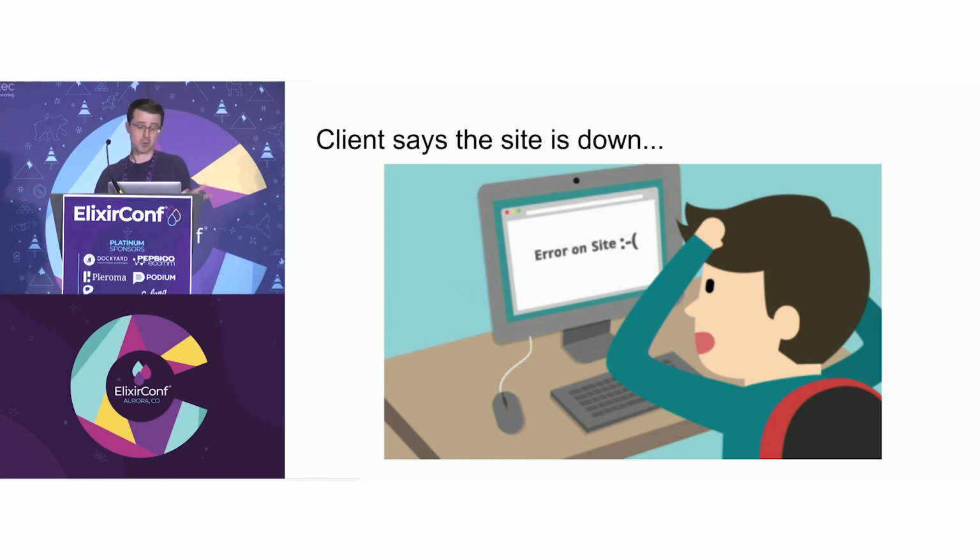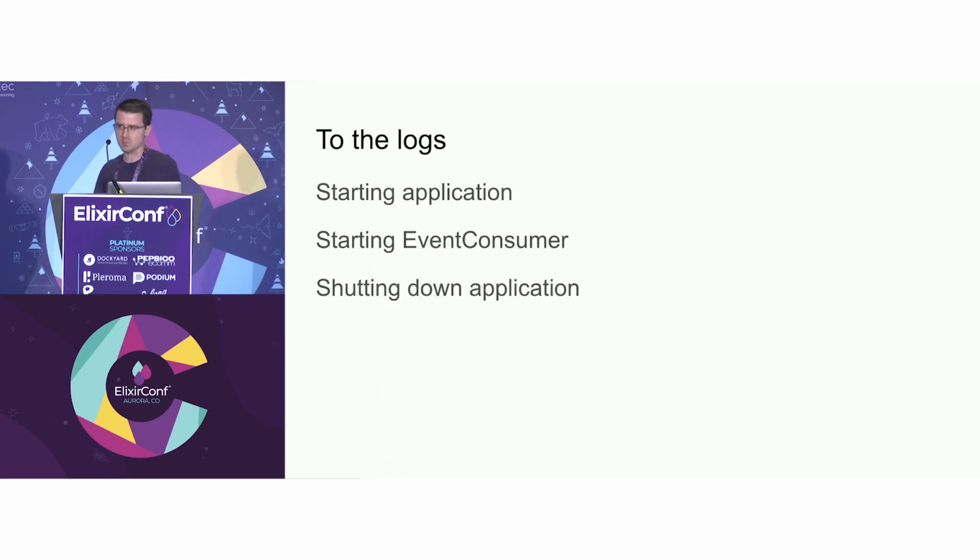So we went to the logs, and we're like, hey, what's going on? I couldn't find the logs, but they looked a little bit something like this. Starting the application, starting the event consumer, shutting down the application. And we're like, what? Our logging was a little poor, so we went and added some logs, redeployed, and said, we're going to solve this, guys, trust us.